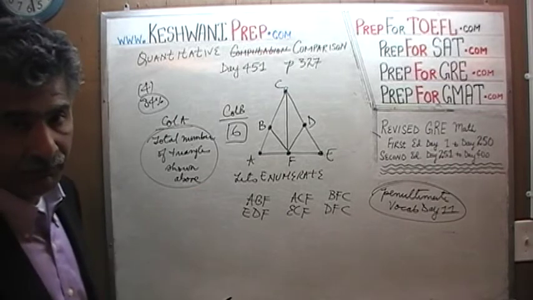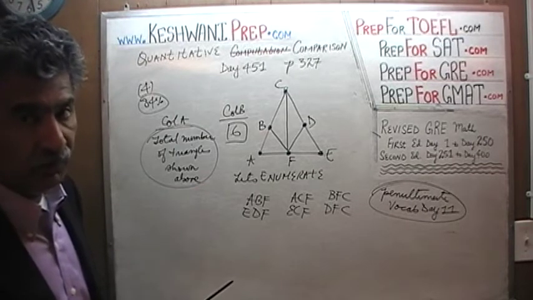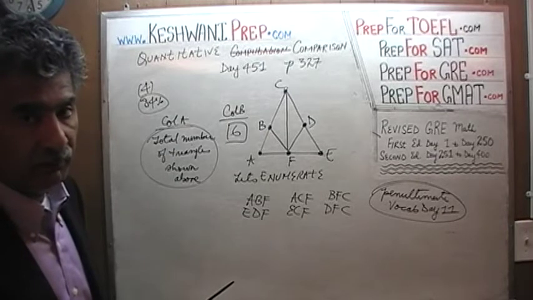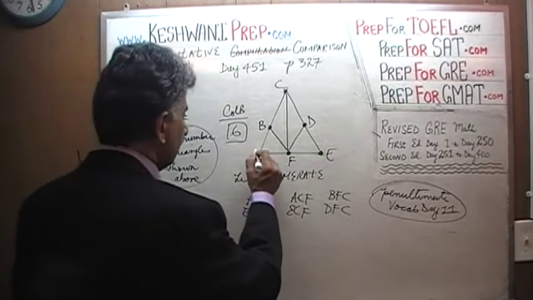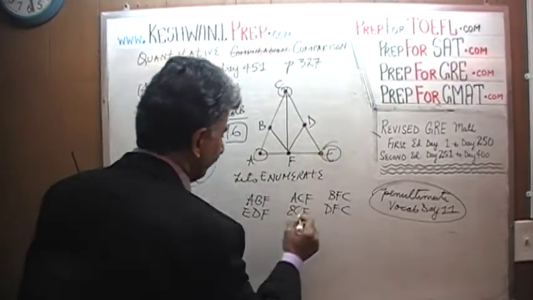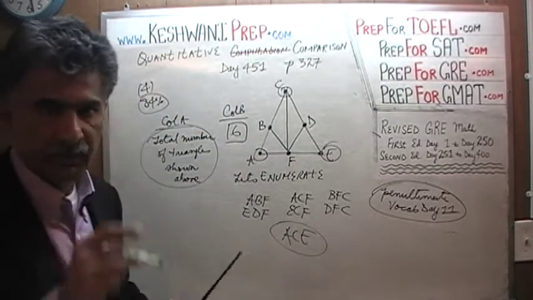Is the answer C? The answer is not C here. There is one more triangle that we have to enumerate, one more triangle we need to account for. And that triangle is the original triangle ACE, the larger triangle in which everything is sitting.